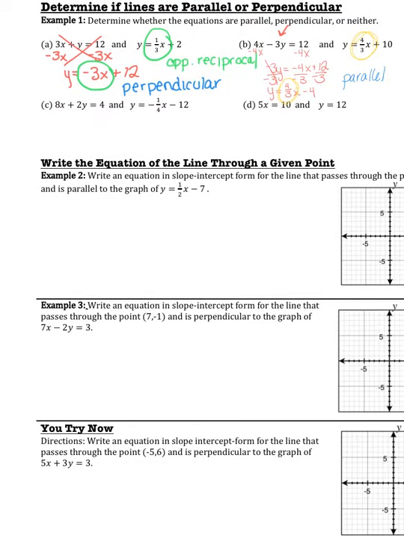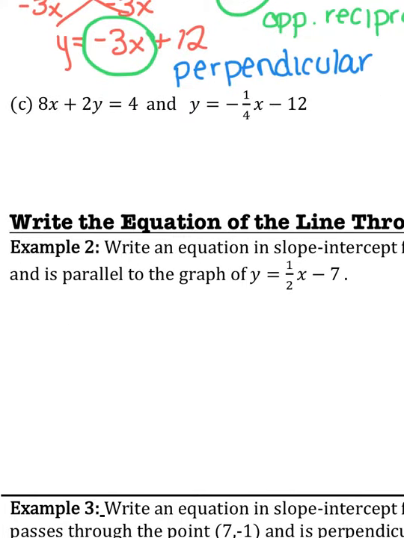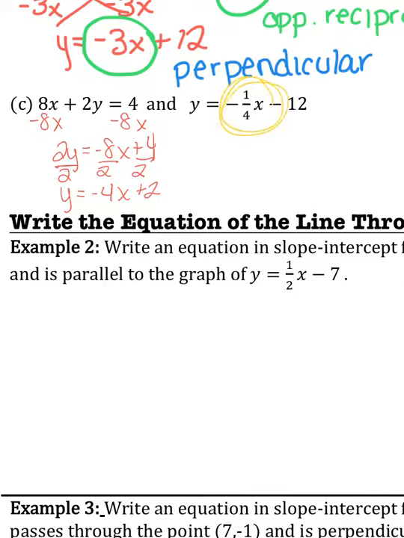Looking at example C, why don't you guys try this one on your own? So you would have started with subtracting 8x from both sides, leaving you with 2y is equal to negative 8x plus 4. Dividing everything by 2, we get y is equal to negative 4x plus 2. Great, it's in slope-intercept form. So is the other equation. So I've got a slope of negative 1/4, and then also here I got negative 4.